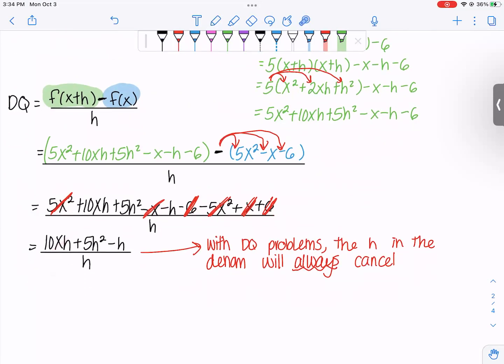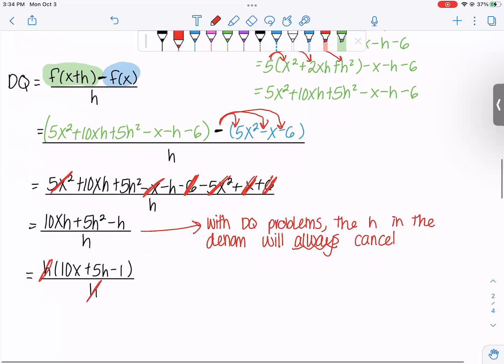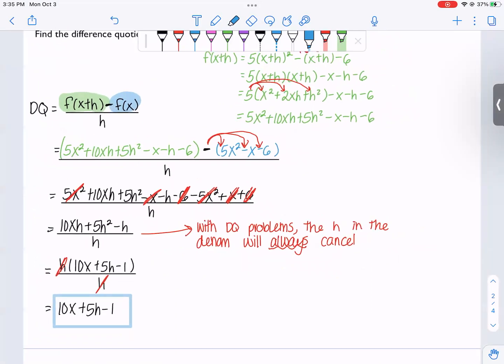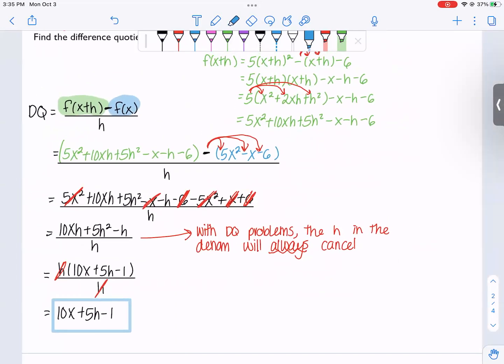For this guy, I'm going to factor the h out in the numerator. So we have 10x plus 5h minus 1 all over h, and then those h's can cancel. You're left with 10x plus 5h minus 1. And that is your difference quotient for that function. So it's not a number. Average rate of change is a number, but the difference quotient is not a number.